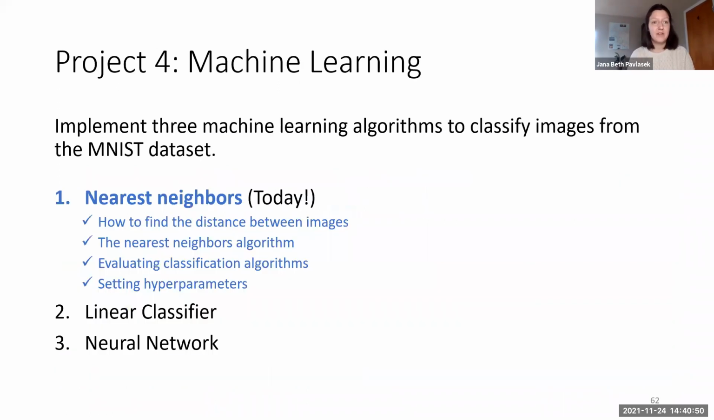Okay, so for project 4, we've talked about our nearest neighbors algorithm. Today, we talked about how to find the distance between images. We talked about how we could use that distance to perform the nearest neighbors algorithm and classify unseen images. And then we talked about how to actually evaluate our classification algorithms and what some best practices were for setting hyperparameters. That should give you everything that you need to know in order to go and implement part 1 of project 4, which is nearest neighbors, in your Julia notebooks.